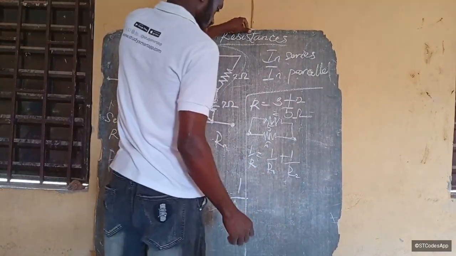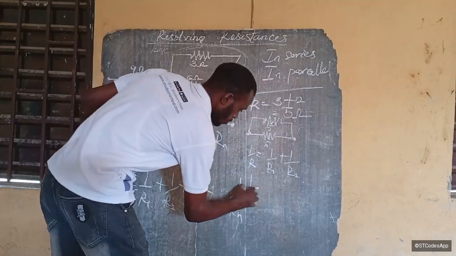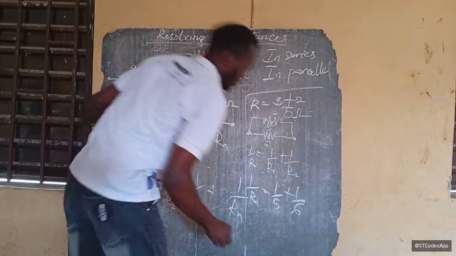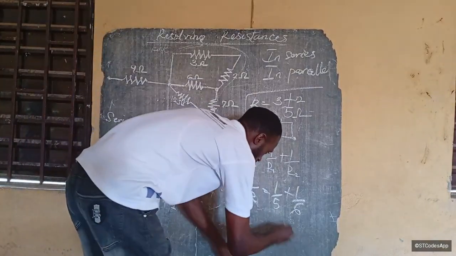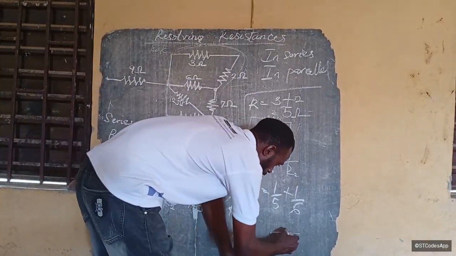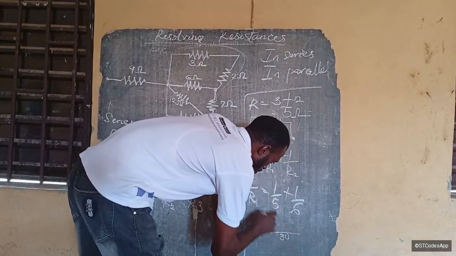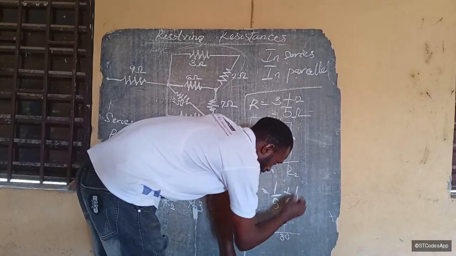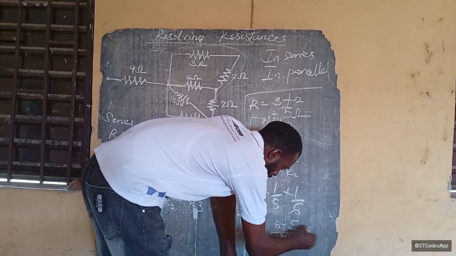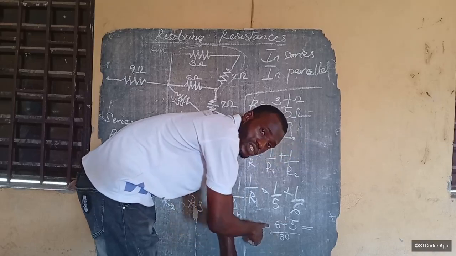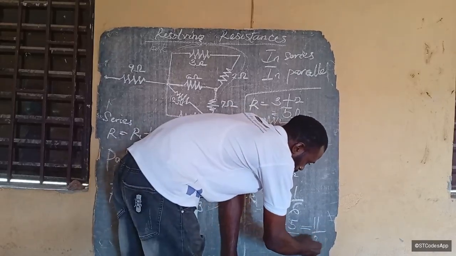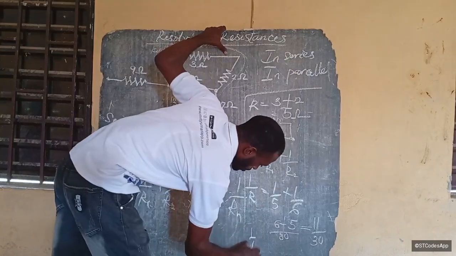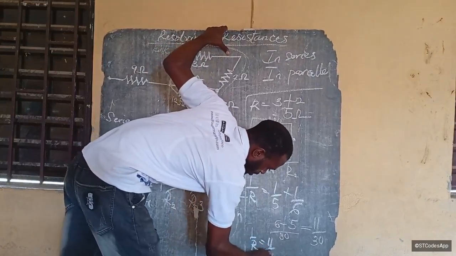So, if that is the case, then 1 over R will be equal to 1 over 5 plus 1 over 6. The LCM of this is going to be what? 30. Basically, 5 into 30 is 6, 6 times 1 is 6, plus 6 into 30 is 5, 5 times 1 is 5. So you have 6 plus 5, which is 11 over 30. So there you have 1 over R is equal to 11 over 30.